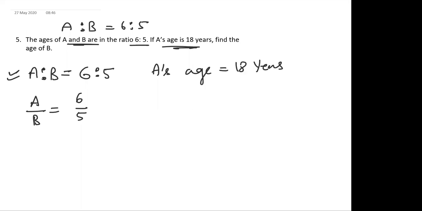So instead of writing A, you can write 18 upon B is equal to 6/5. Now cross multiply and find the value of B. Can you do it? Cross multiply and find the value of B.